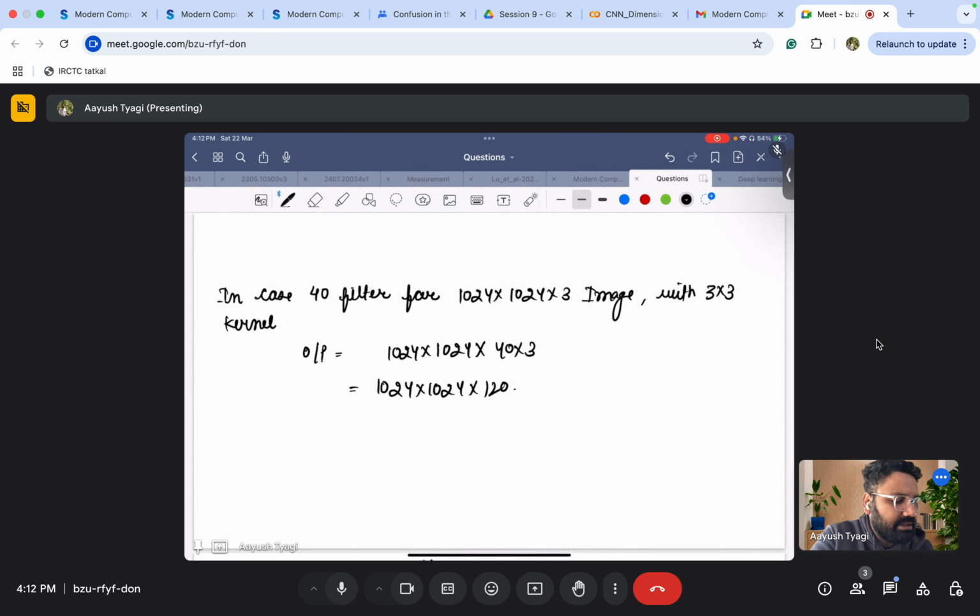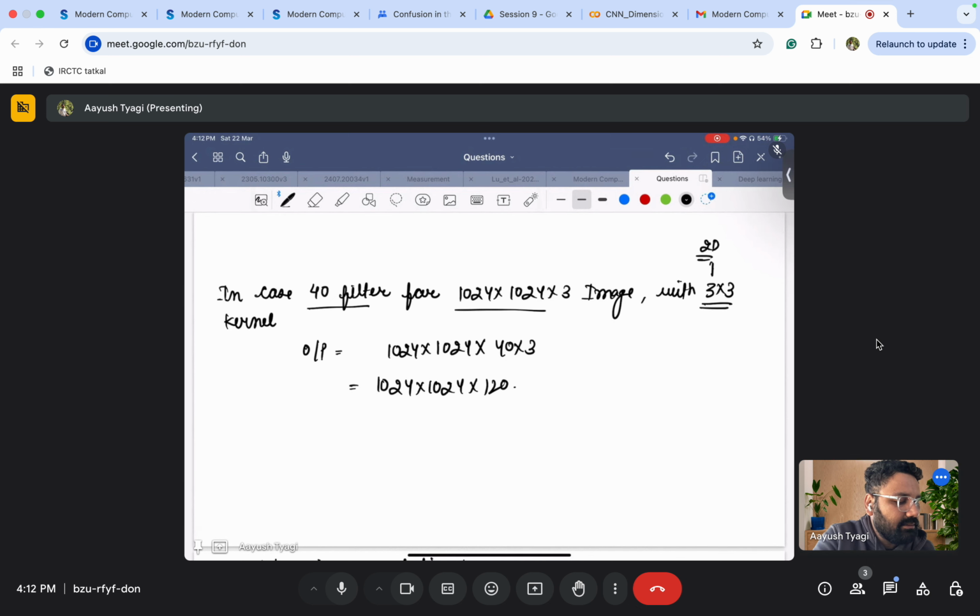Suppose you have 40 filters, that was your question, right? You have an input dimension of 1024 cross 1024 cross 3, and a 2D kernel. Assuming the image dimensions remain the same, you get 1024 cross 1024 cross 3 for the input channels, and there were 40 such filters. So 40 into 3, your output dimension will be 1024 cross 1024 cross 120.